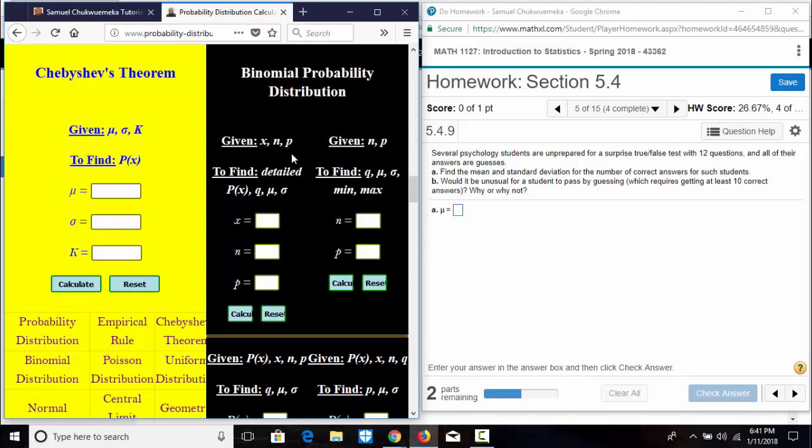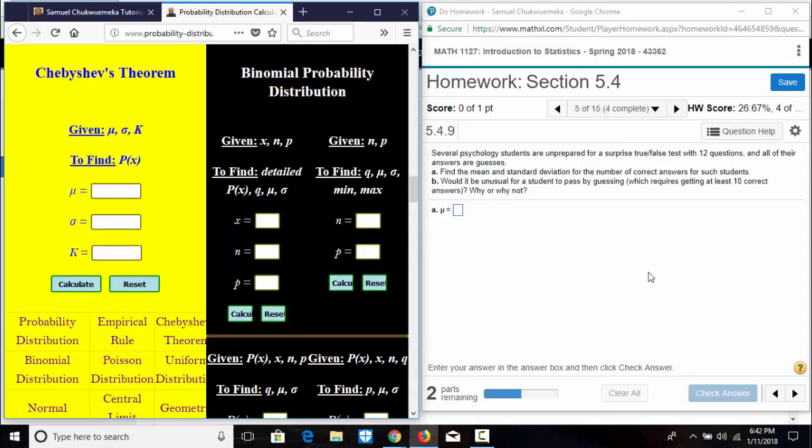Why or why not? Okay, so what's the probability when you have the true-false test? The probability of getting a question right is 0.5, because it's just a true-false. You have only 2 answer choices, and one is correct. The other one is incorrect. So the sample space is 2, and the probability of getting an answer correct is 1 over 2, which is 0.5.